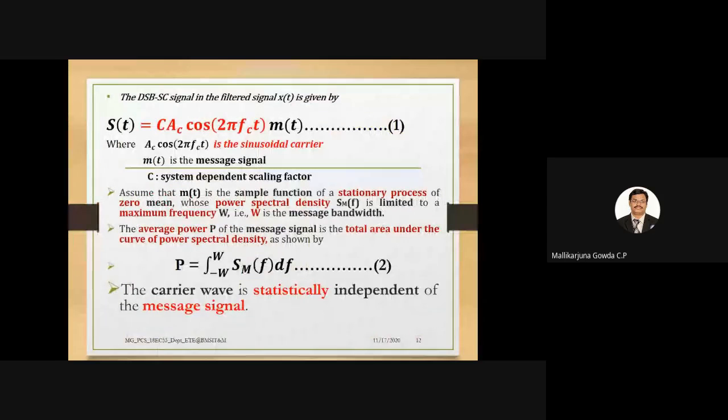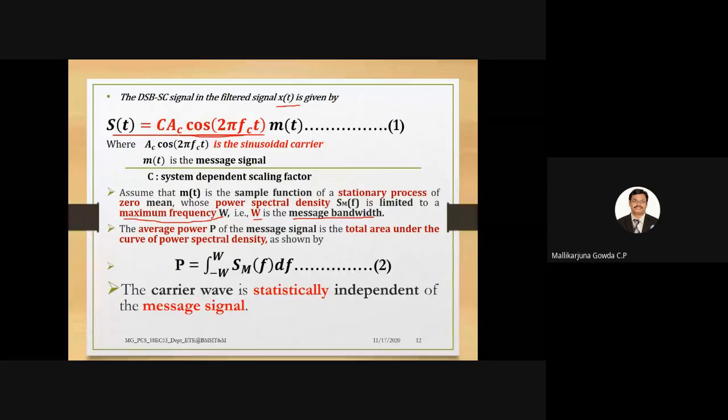As the first thing, we can represent the DSBSC signal in the filtered signal x(t), the output of the bandpass filter, like this: Ac cos(2 pi fc t) into m(t), where c is the system dependent scaling factor. Ac cos(2 pi fc t) is the carrier signal, and m(t) is the message signal. We assume that m(t) is a sample function of a stationary process having zero mean, and its power spectral density is limited to a maximum frequency of W hertz, where W is the message bandwidth.